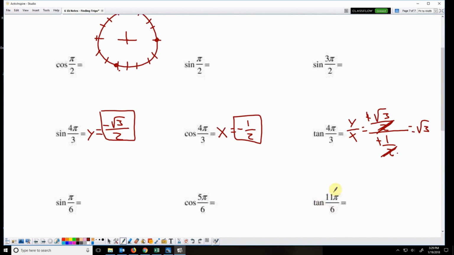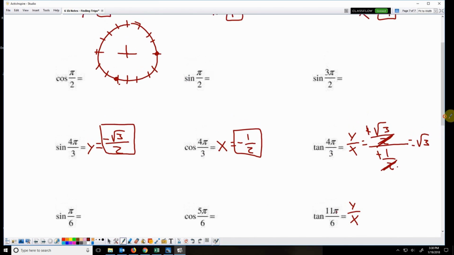Let's go down and do this one here. Tangent 11 pi over 6. So it's a y over x again. So 11 pi over 6. If we go all the way around the unit circle, that's 12 over 6. So we've got to back up 1, and there's 11 over 6.